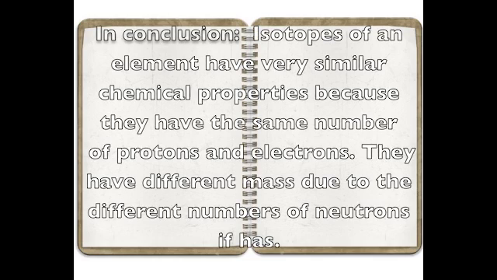In conclusion, isotopes of an element have very similar chemical properties because they have the same number of protons and electrons. They have different masses due to the different numbers of neutrons they have.